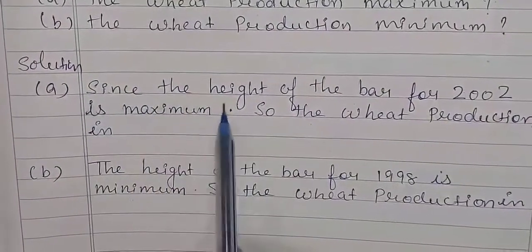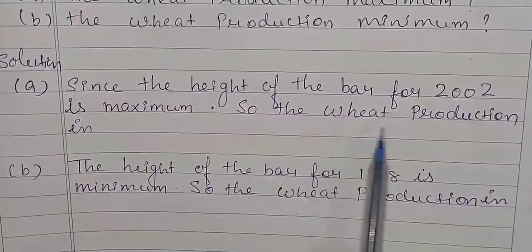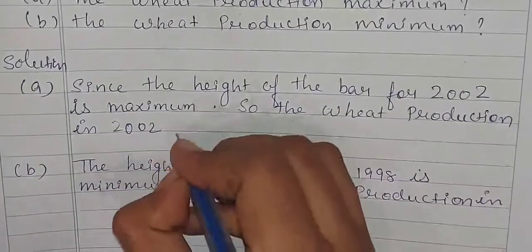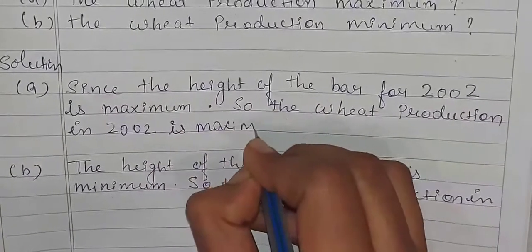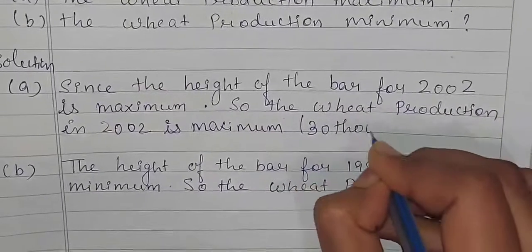Answer A. Since the height of the bar for 2002 is maximum, so the wheat production in 2002 is maximum. And how many tons was there? 30,000 tons was there.